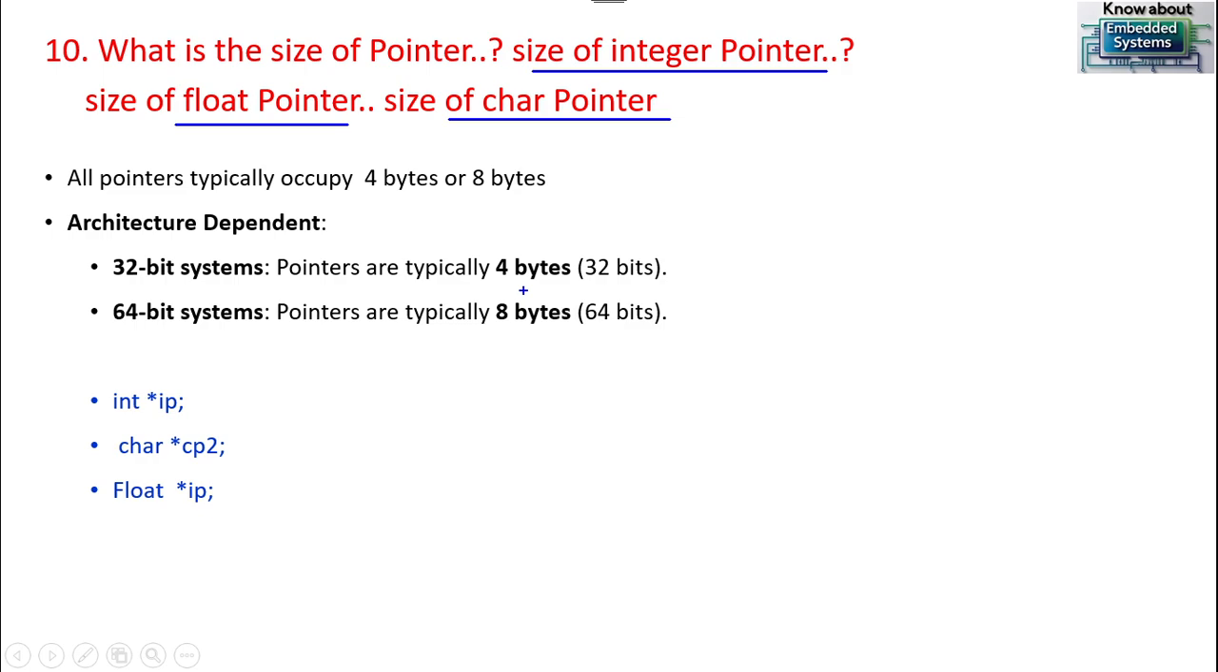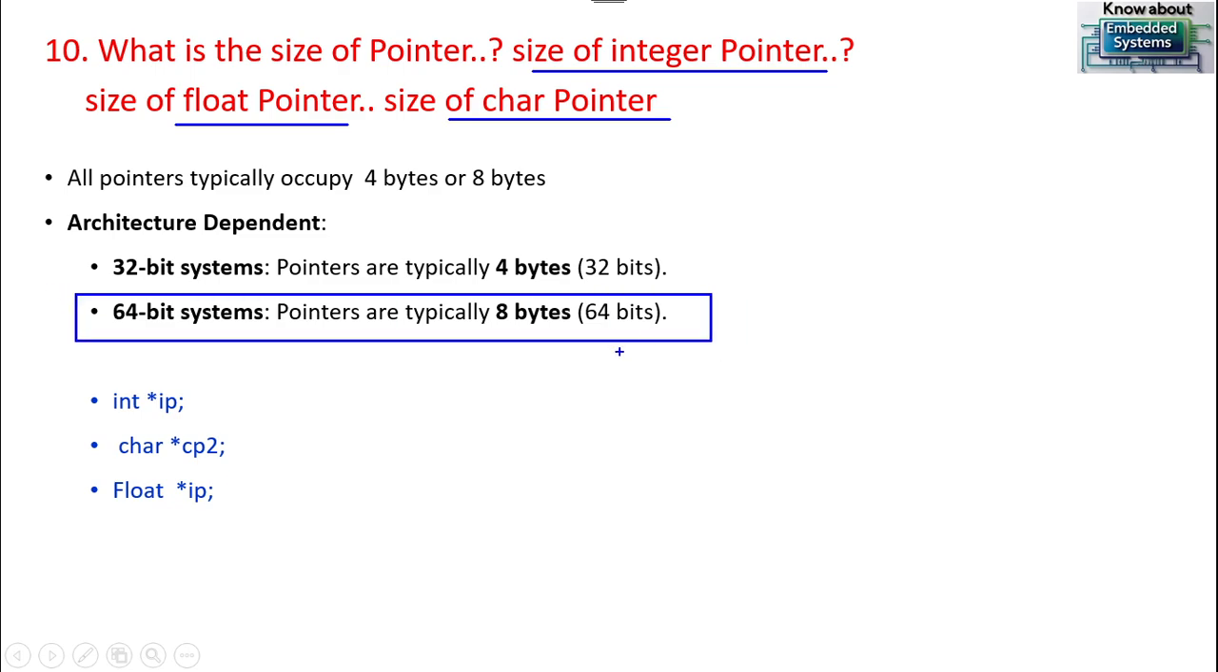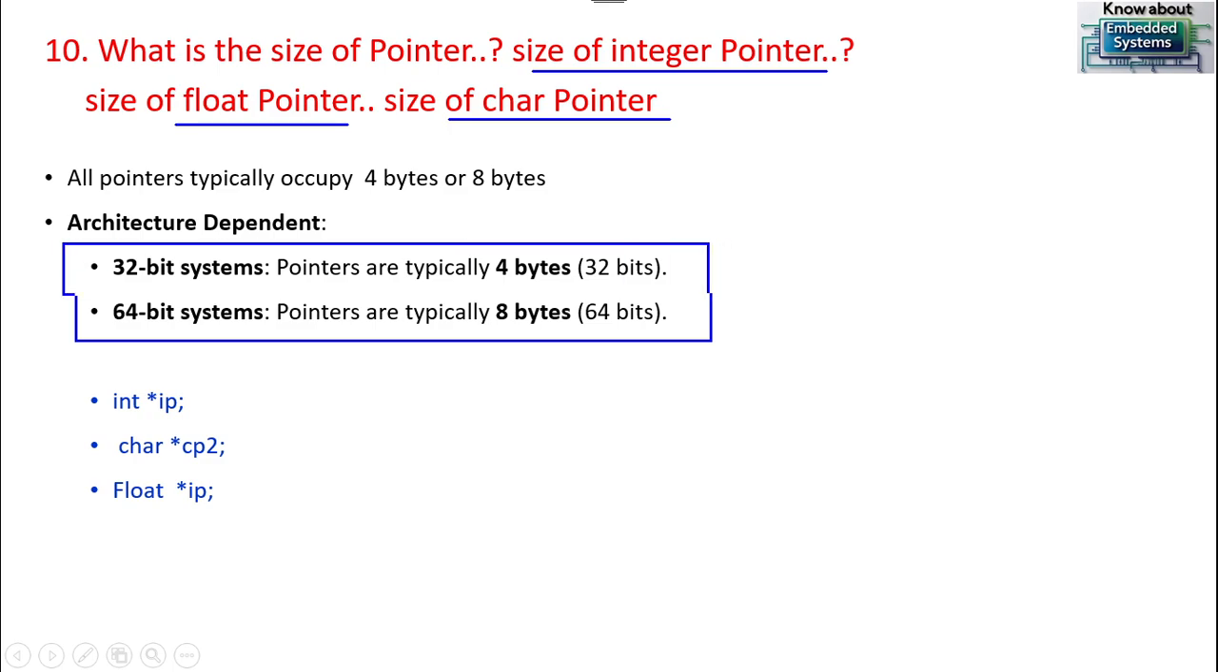If your computer is of 64-bit architecture, then all types of pointers will hold 8 bytes of address. If your processor is of 32-bit architecture, then it will hold only 4 bytes of address. So irrespective of its data type, pointers will always hold an address of either 4 bytes or 8 bytes. Okay, I hope you're clear.